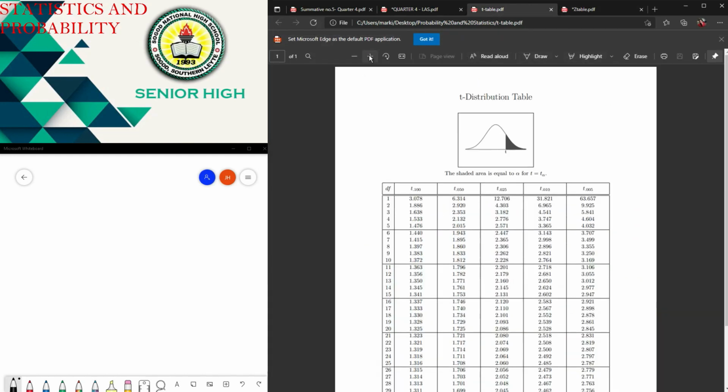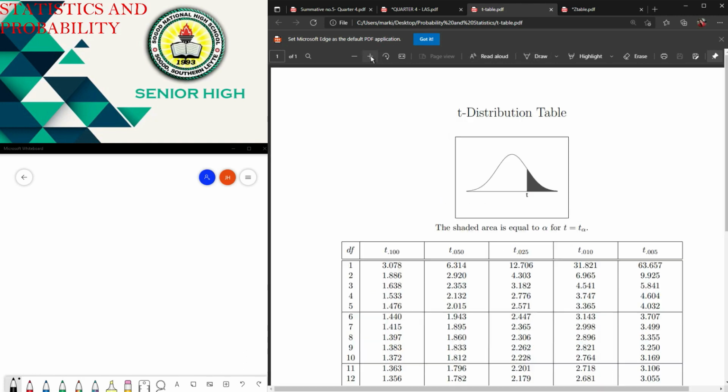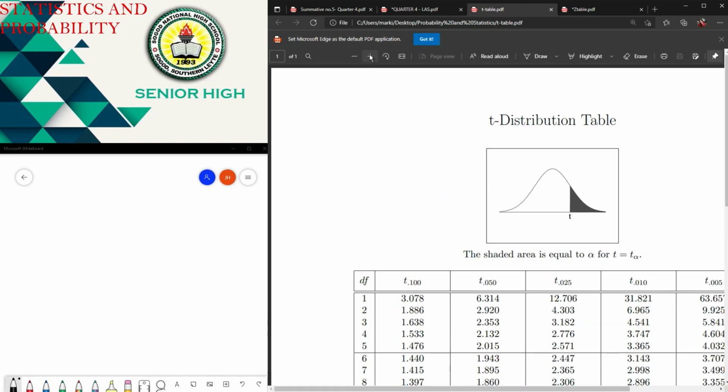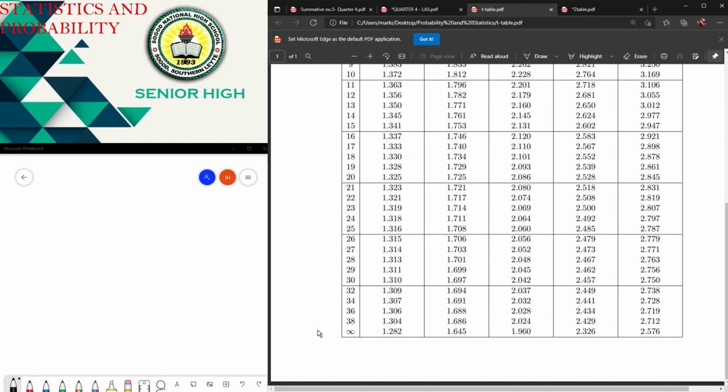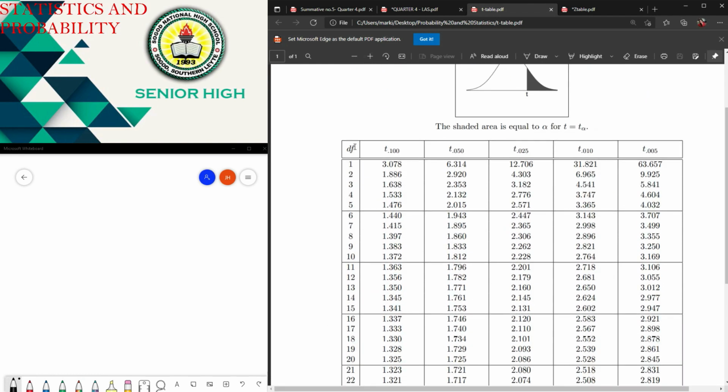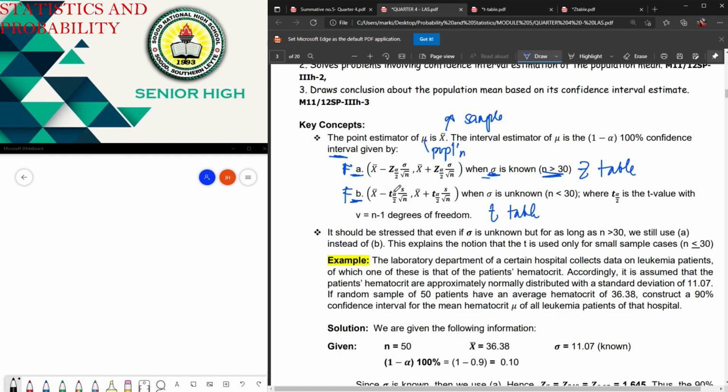This is also our t table. This is used if the value of n is less than 30. As you can see, this df on the side is what you call the degrees of freedom. This thing here is just the same as your z table. Later on, I'm going to have an example for this. Let's proceed.